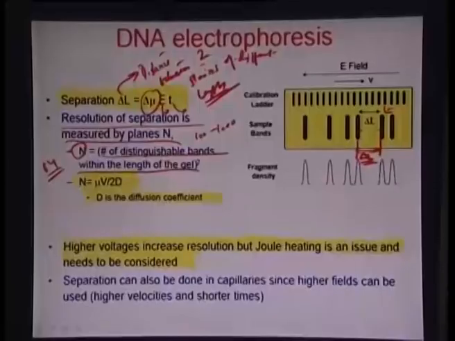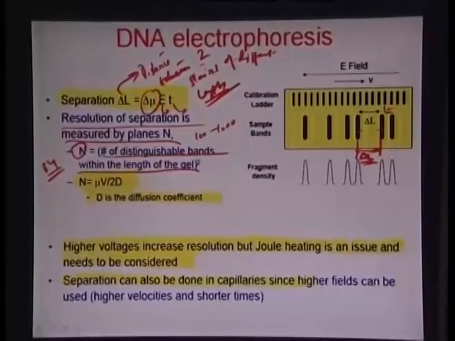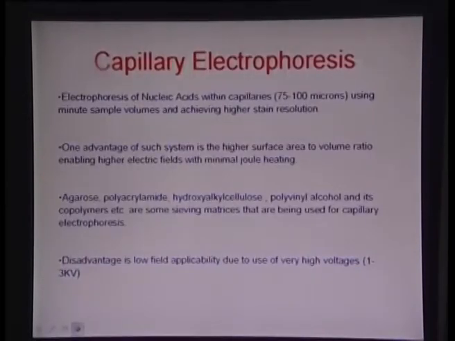So essentially that is one constraint offered by a gel matrix on the control of the voltage. Separation can also be done in capillaries, as I have been talking about, since higher fields can be used, higher velocities and shorter times can be achieved. So let us look at some of the modules for capillary electrophoresis.